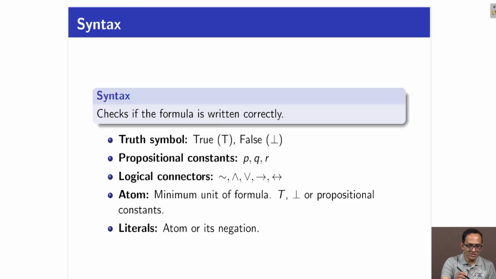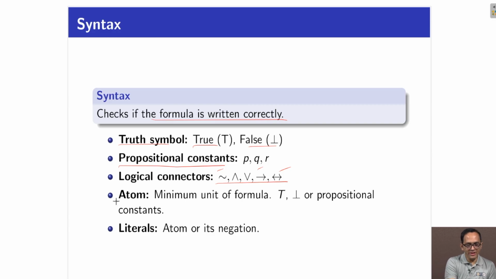If you look into the syntax, it means how you effectively write a formula which is syntactically correct, a correct propositional formula. In Boolean propositional logic you have true and false, which are called the truth symbols, and you have propositional constants or Boolean variables. So, you have individual propositional constants like p, q, r and so on, and you have the logical connectors, the Boolean connectors, like not, and, or, implication, or bi-implication.